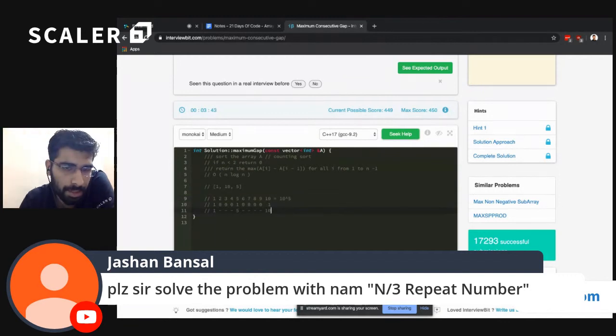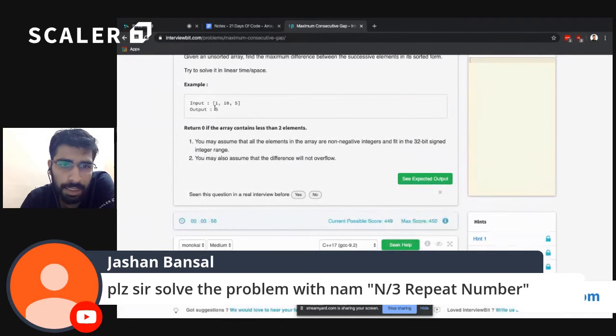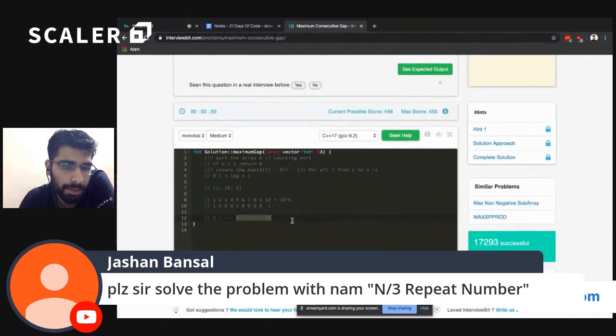Now suppose this was not 5. Currently the answer is 5 minus 1, which is 4, and 10 minus 5, which is 5, so the answer is 5. But if it were 7, the gap between 7 and 1 is increasing, while the gap between 7 and 10 is decreasing. It acts like a rubber band, where you are squeezing the element 7 to the left or right.